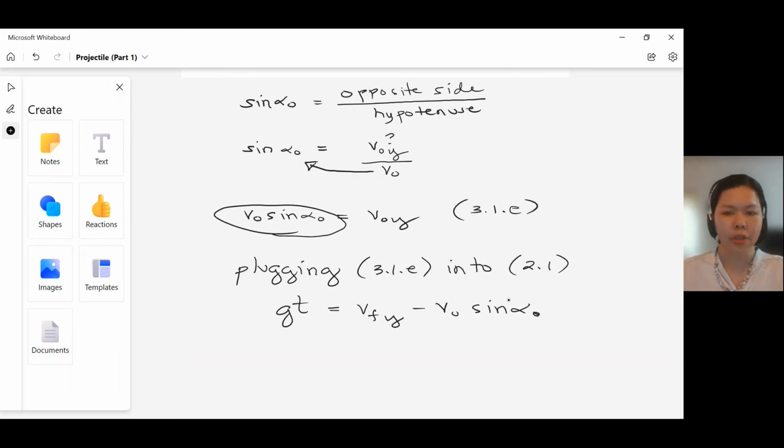Transposing the equation, because we want this one, we transfer negative v naught sine alpha naught to the left. It becomes positive. So copy: gt plus v naught sine alpha naught equals vf sub y. And this is now our equation 3.6.